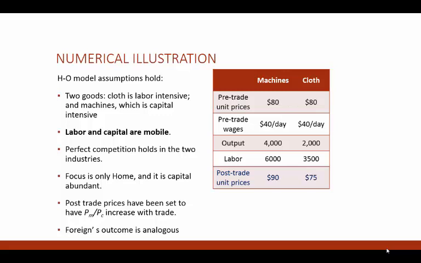These simply capture the fact that factor abundance and intensity give rise to a post-trade relative price of machines that's higher than the pre-trade relative price of machines. In our illustration, this results in 1.2 as the post-trade relative price of machines being greater than 1, the pre-trade relative price of machines.